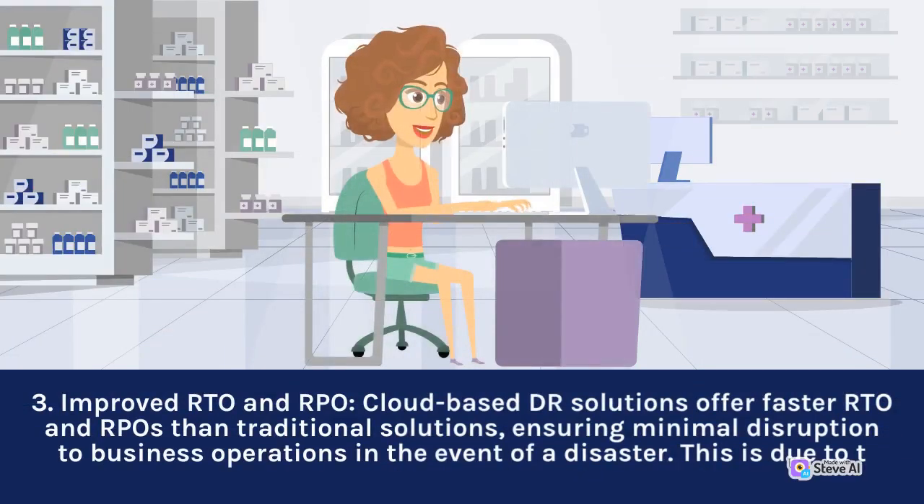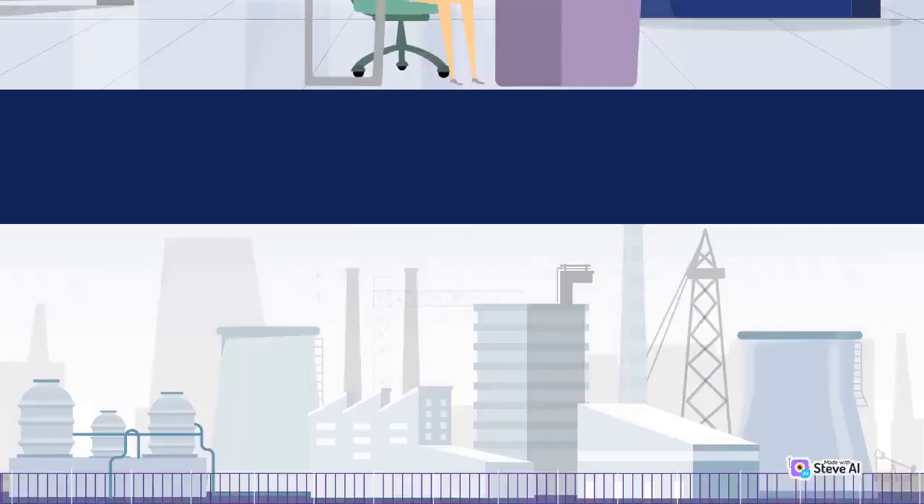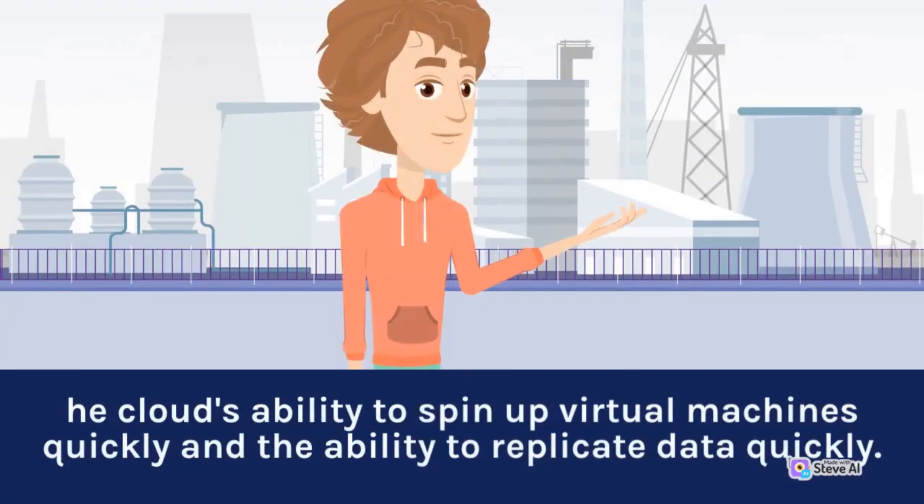3. Improved RTO and RPO. Cloud-based DR solutions offer faster RTO and RPO than traditional solutions, ensuring minimal disruption to business operations in the event of a disaster. This is due to the cloud's ability to spin up virtual machines quickly and the ability to replicate data quickly.